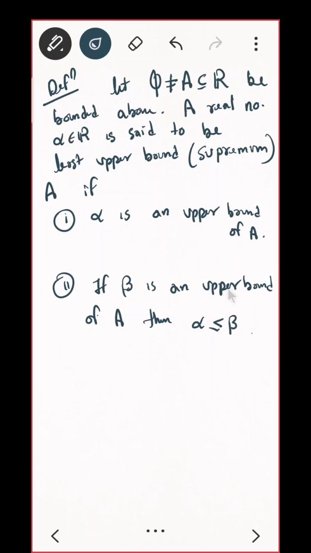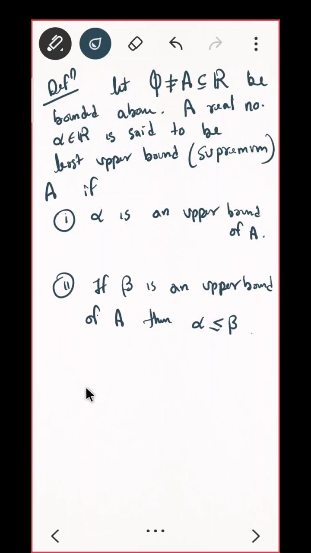Do you agree? Read the definition once again properly and check whether you agree or not. You are having a set which is bounded above, and you are calling a real number alpha as a least upper bound if it satisfies two properties. First property is that alpha must be an upper bound. So this is the first condition. And what is the second condition? If beta is an upper bound of A, then alpha must be less than equal to beta. Similarly, you can define greatest lower bound. Correct?